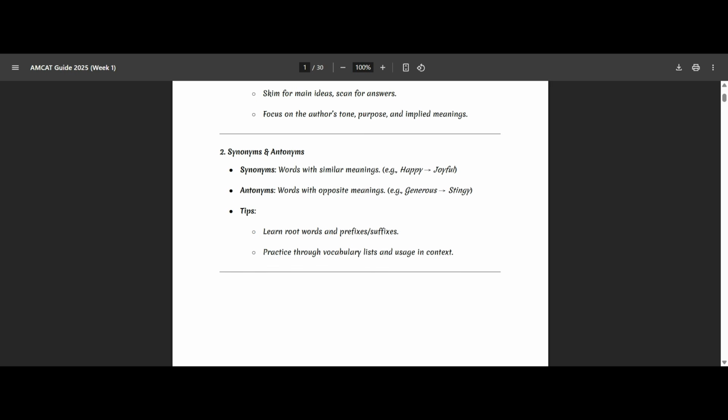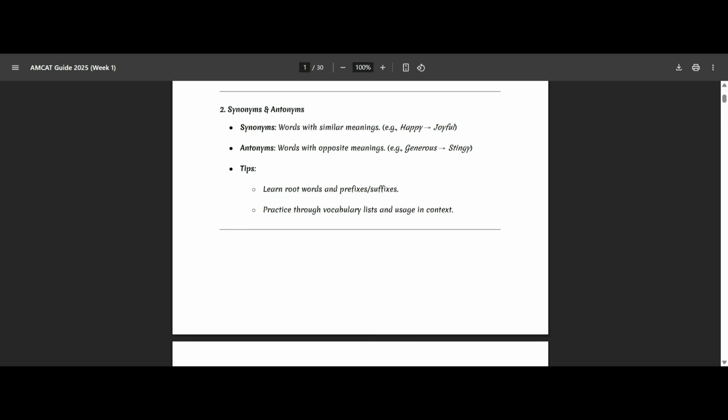Up next, synonyms and antonyms. Synonyms are words with similar meanings, like happy is to joyful, and antonyms are words with opposite meanings, for example, generous to stingy. Tips: learn root words and prefixes or suffixes, and practice through vocabulary lists and usage in context. As such, synonyms and antonyms is something we are all well familiar with, but still sometimes tricky questions can be asked, so it is recommended to be thorough with this part.